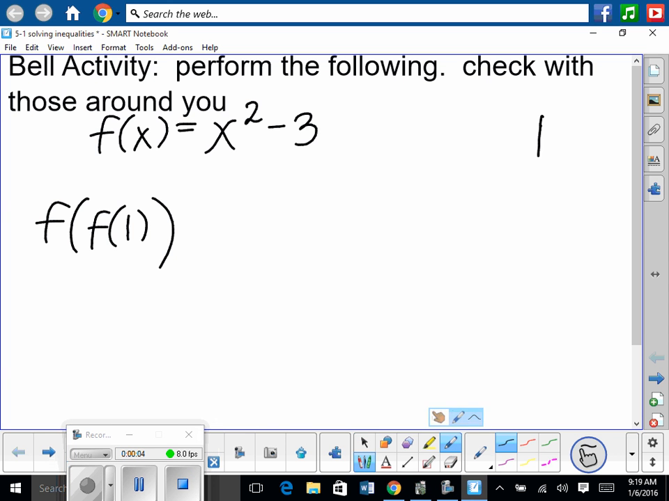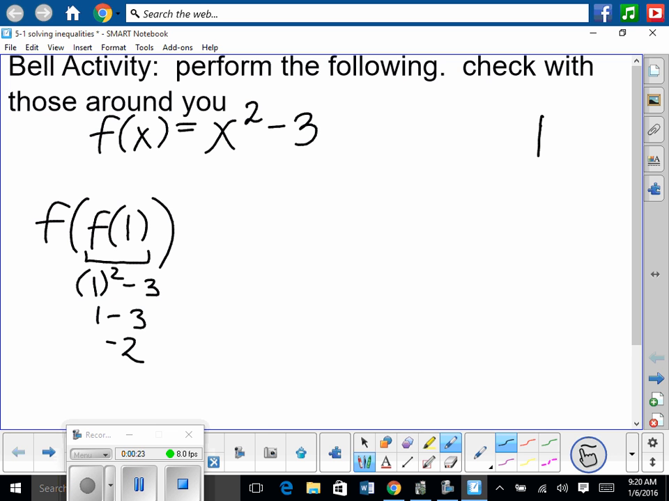Any others? So you all got one? Okay, let's go through it. So f of 1, there's many different ways to do this. I just go ahead and say, okay, I'm going to do f of 1 first. I'm going to calculate the inside. So that would be 1 squared minus 3. So we would have 1 minus 3. So we would have negative 2. Am I correct so far?